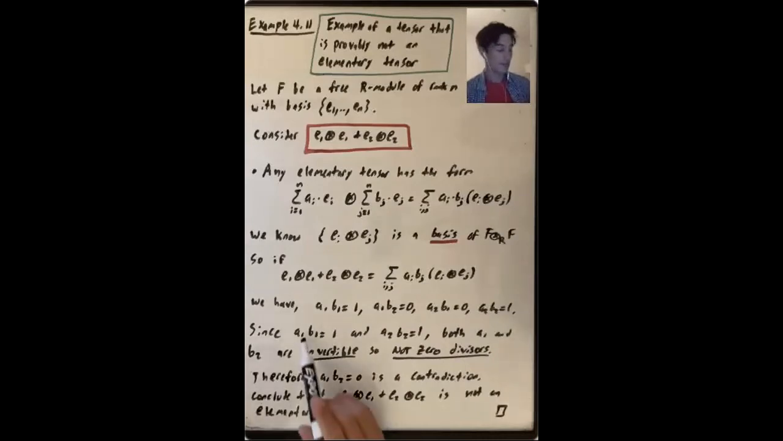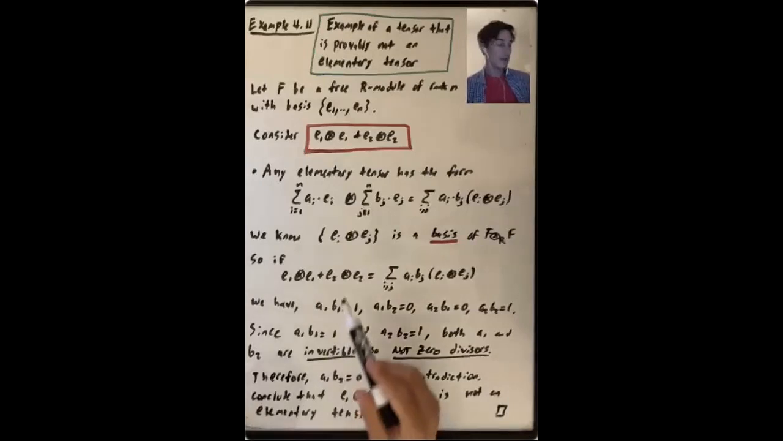Why not? Because a1 b1 is 1 and a2 b2 is 1. So that means that a1 and b2 are both invertible elements. So what does that mean? Invertible elements are not zero divisors. Therefore, a1 b2 equals 0 gives us a contradiction, because we know that a1 and b2 are not 0. They're not zero divisors. So how could you take the product of these two things and get 0? You can't. So the conclusion is that e1 tensor e1 plus e2 tensor e2 is not an elementary tensor.